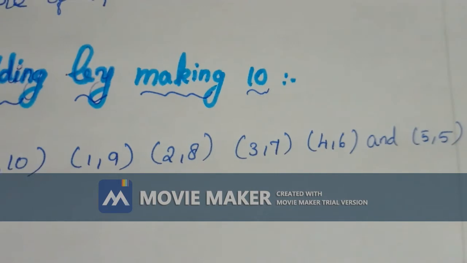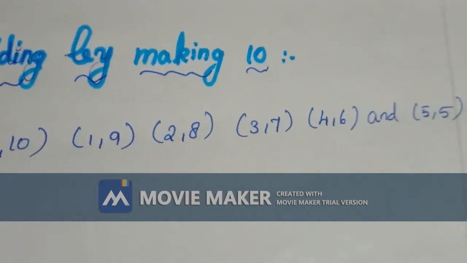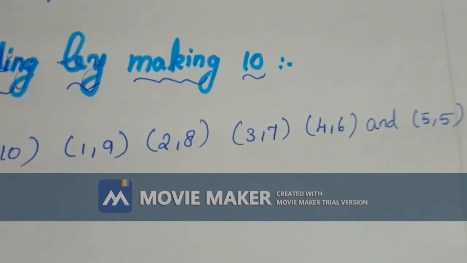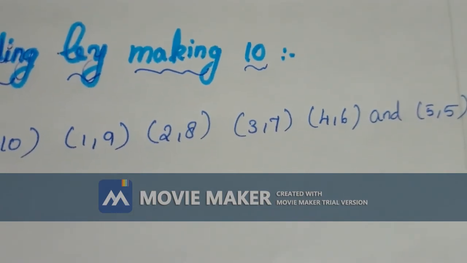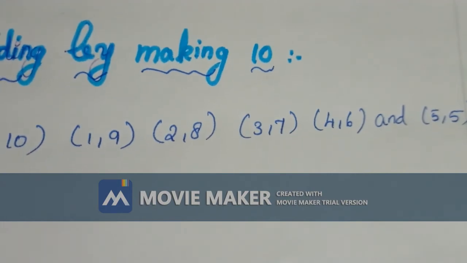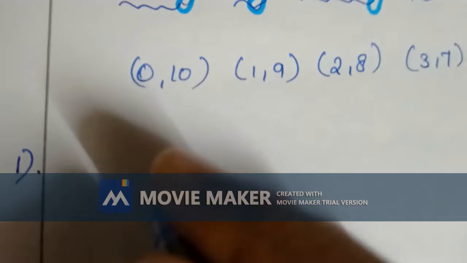Whenever we have to add two or more numbers, we can check to see whether the digits in the ones place pair up to make a 10. This will make the addition faster. Okay? So let's look at some examples related to this.